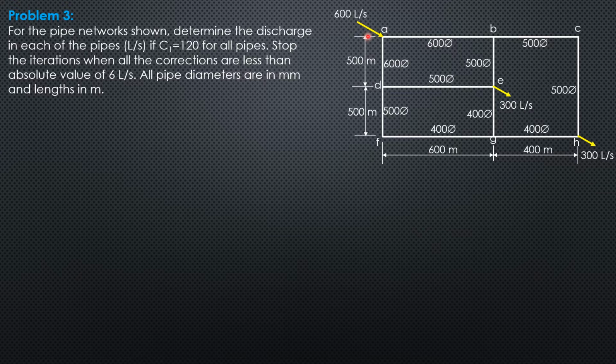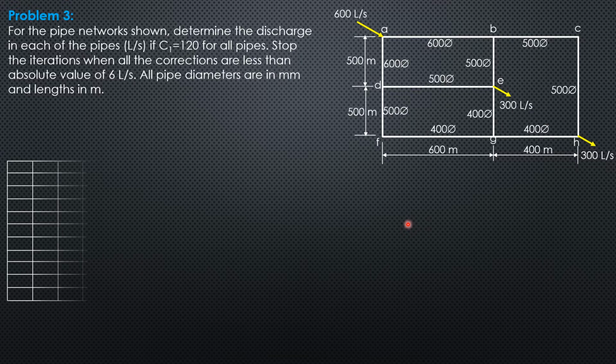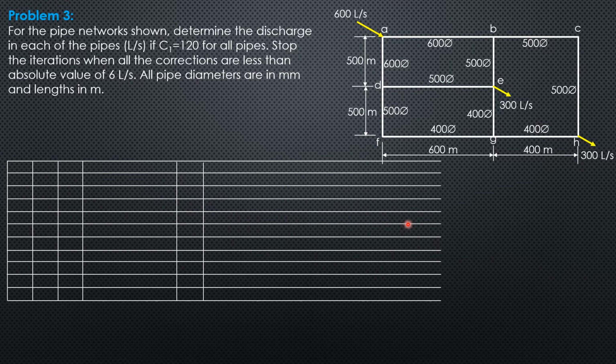So we have inflow 600 liters per second, we have outflow 300, 300, so it balances. So let's tabulate. We have pipe AB, BE, DE, AD, and so on and so forth. Then the length in meters, you just check there. Then the diameter in meters, also check: 0.6, BE 0.5, DE 0.5, AD 0.6, and so on and so forth.